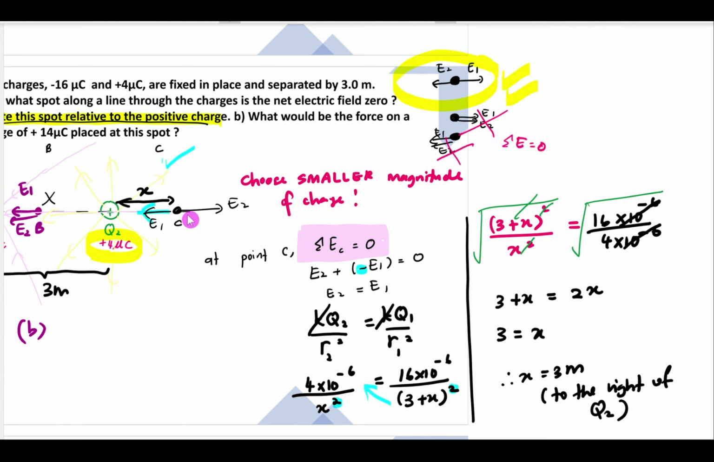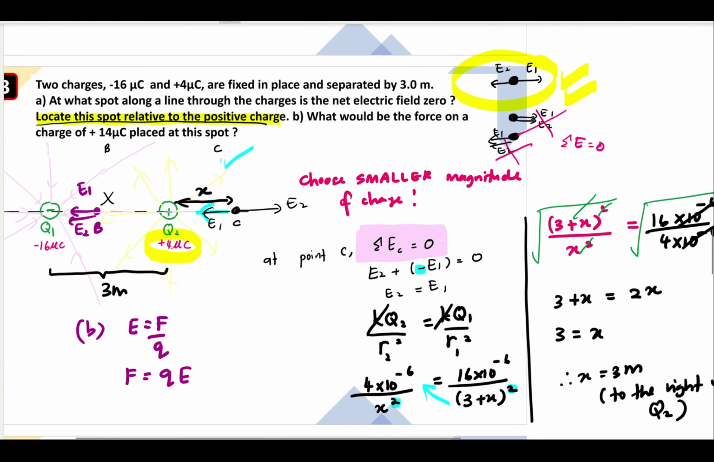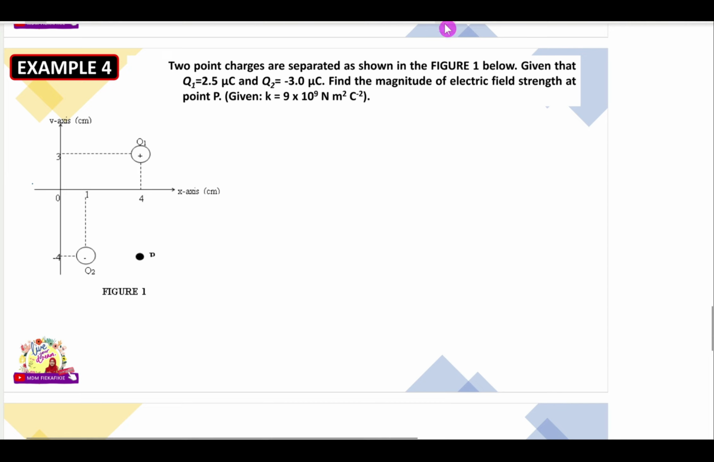Okay, so based on equation E equal to F over Q, kita sebenarnya boleh kira F equal to QE. So the net electric field tadi dekat situ kosong. Therefore, the force on the charge of 14 microcoulomb yang kita letak dekat point C tadi, mestilah jawapannya juga kosong. Okay, so finish example number 3. Alright, this is the last example for this video.